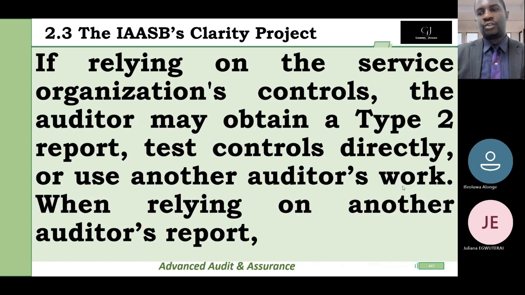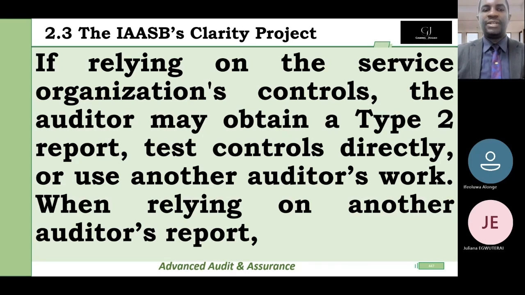If relying on the service organization's controls, the auditor may obtain a type 2 report. A type 2 report is a report that tests controls directly, and it uses another auditor's work. The auditor may specialize in auditing that particular service organization, or he has more expertise than the auditor. So when relying on another auditor's report, we're trying to establish that the auditor has expert advice and expert judgment in that area more than you.